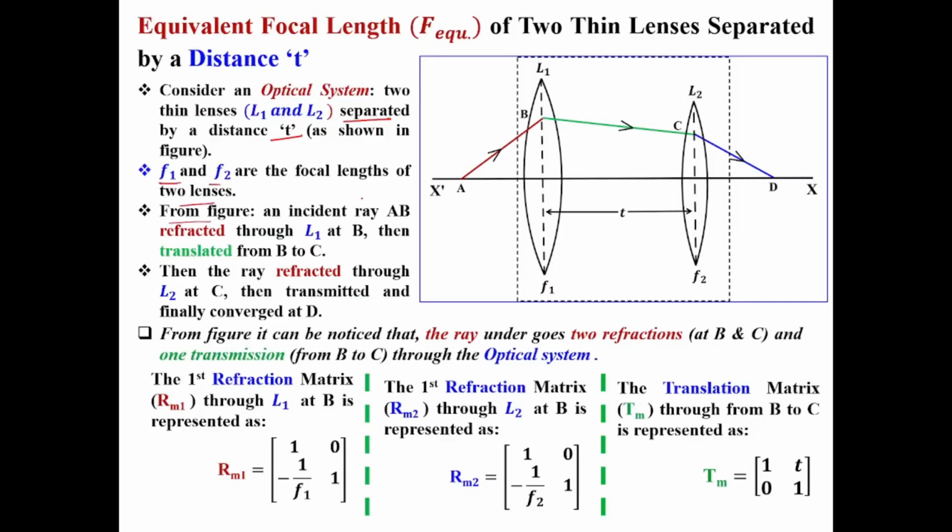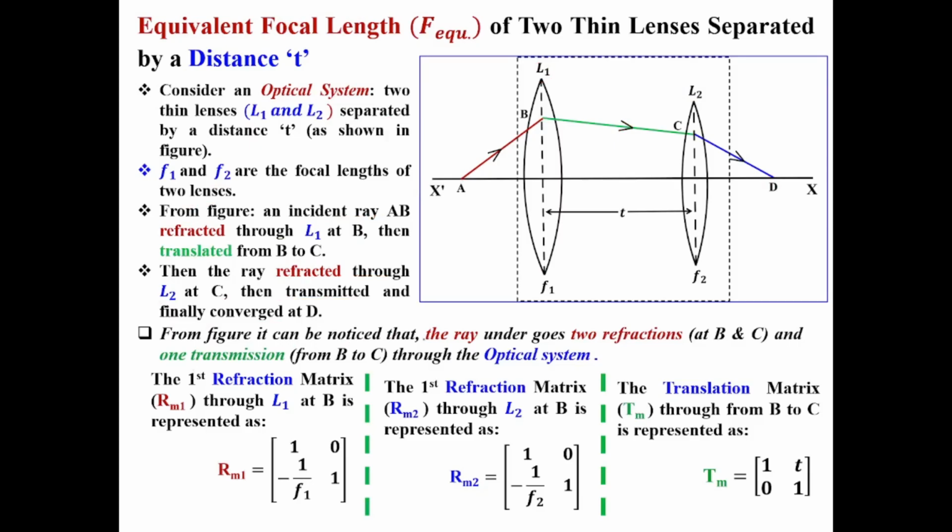From the figure, what we can notice is an incident ray AB, which starts from A, is first refracted through lens L1 at B, then translated from B to C. So this is the translation, B to C. Then it is refracted through L2 at C. The same thing I have written over here. Then the ray refracted through lens 2 at C is transmitted and finally converges at D. So this is the whole ray dynamics, or you can say the ray diagram.